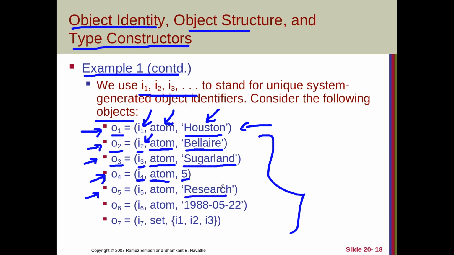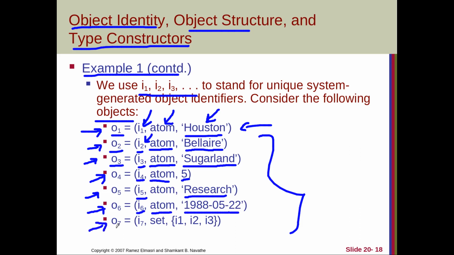So every individual value present in the relation will be considered in the object database in the form of different objects, each with an object identifier. Now O6, I6, is also an atom, and a single date-of-birth value is given, so that is also considered an object.